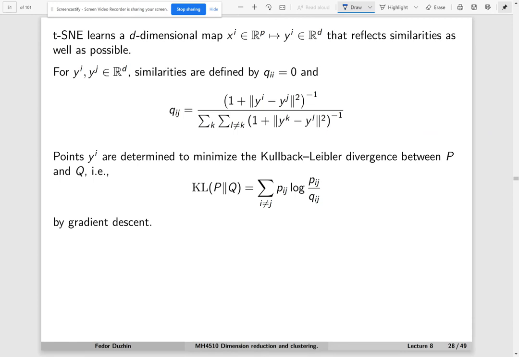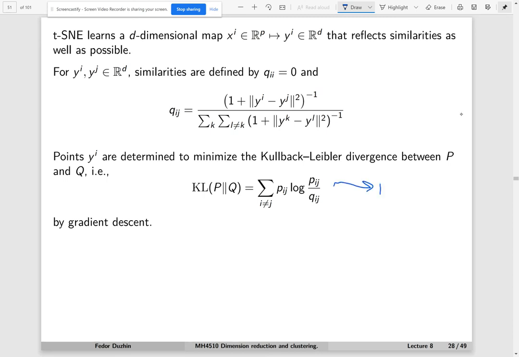Okay, these points yi are determined to minimize the Kullback-Leibler divergence between P and Q. So what is it? If you haven't learned it from other statistics courses, then you can just look it up, but the formula is just here. This is the Kullback-Leibler divergence between P and Q, and it shows the similarity between two probability distributions. Basically, we want to minimize it. So we want to make the probability distribution Q as close to probability distribution P as possible.